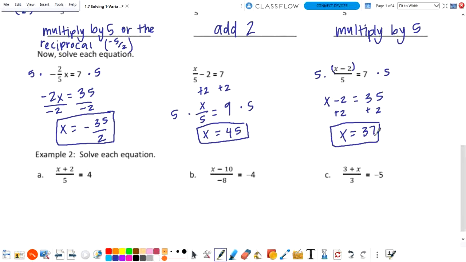Okay, moving on to example 2. We're still going to solve each equation, right? So we have x plus 2 over 5. Just like this, our x plus 2 is a grouping, so we need to get rid of this 5 first. So we're going to multiply each side by 5, and we'll be left with x plus 2. 4 times 5 gives us 20, and now we can subtract that 2. So we're going to have x equals 18.